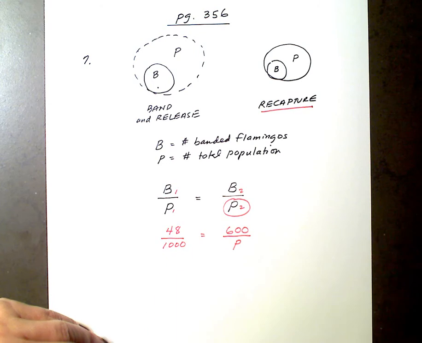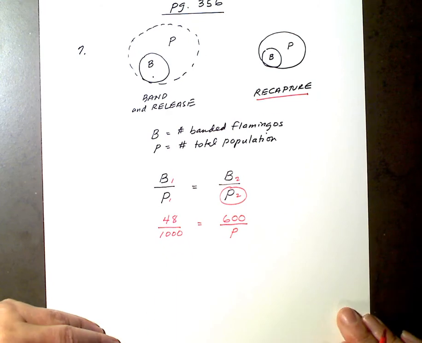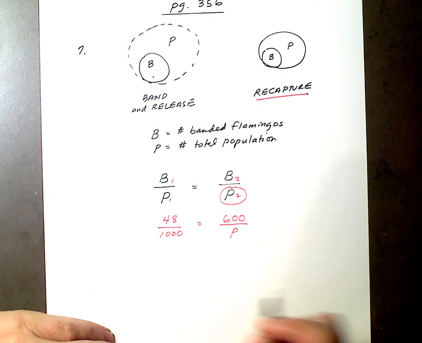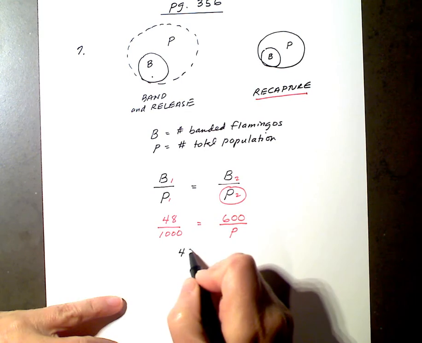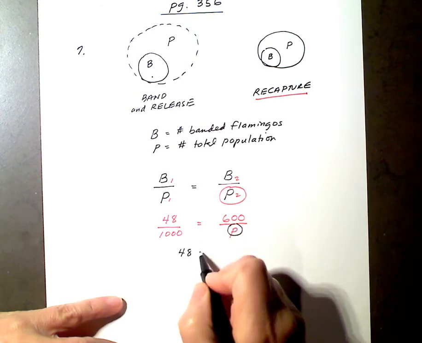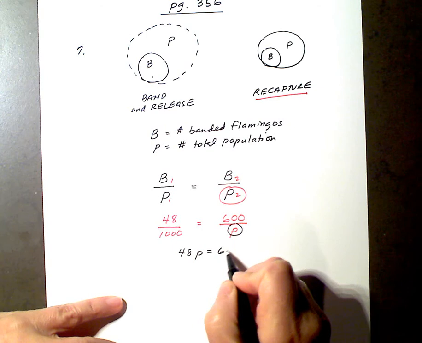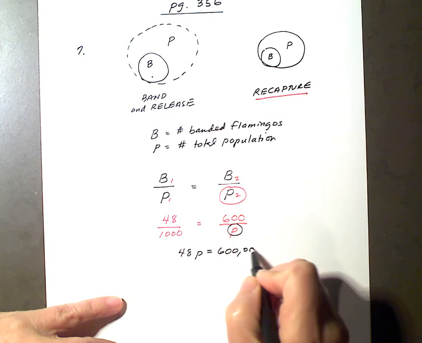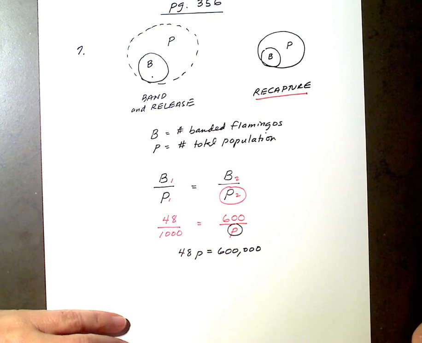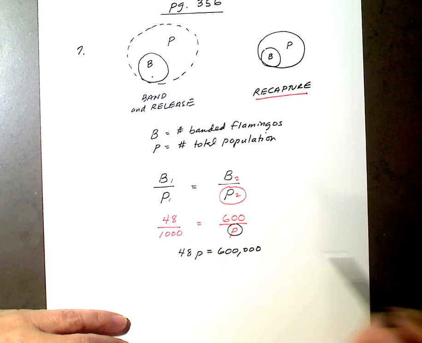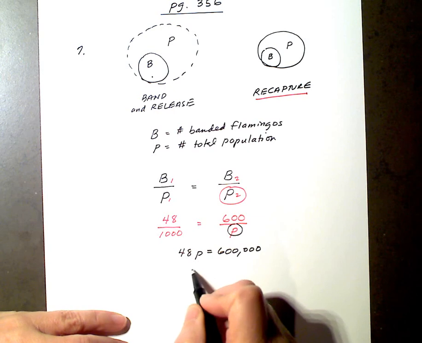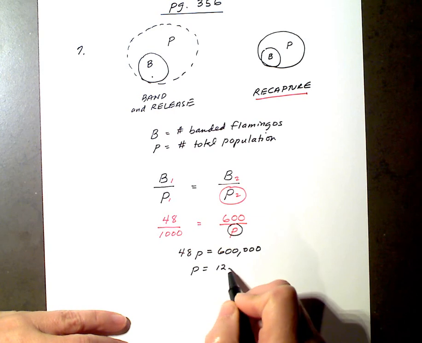So that ratio should give us the estimated number in the total population. So 48 times P is 600 times 1,000, or you can reduce this first if you like to 4.8%. Anyway, when we solve for P, we should get the population as 12,500.